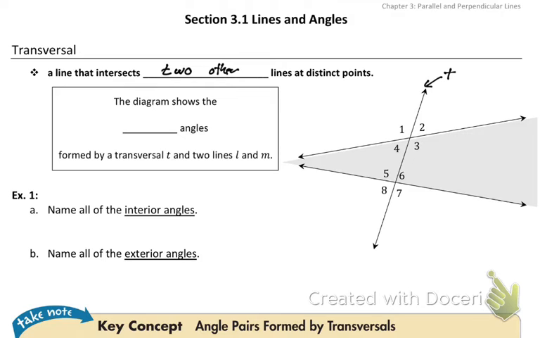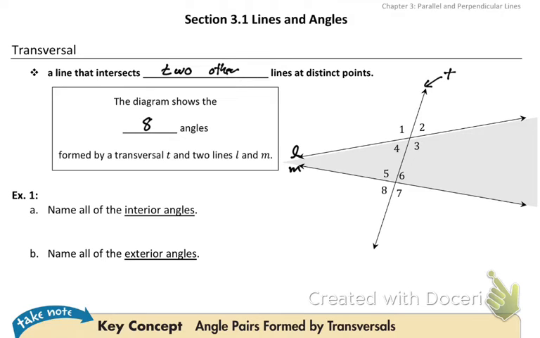What is our transversal? Now, it seems easy enough, but it's going to get more difficult than that in the future. But what I want to note is this transversal, when it intersects two lines, it creates 8 angles. And we can pair up, I guess we could put that there. So the diagram shows the 8 angles that are formed by a transversal and its two lines. I have L and M listed there, so I guess we could call these L and M if we wanted to.